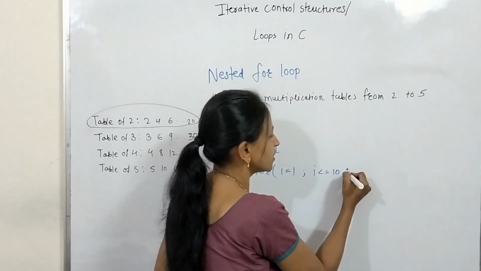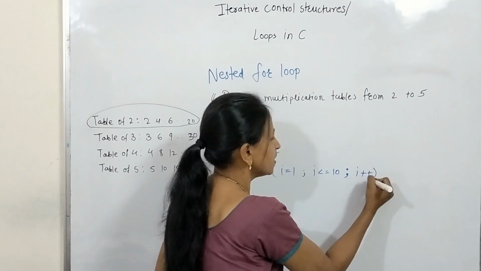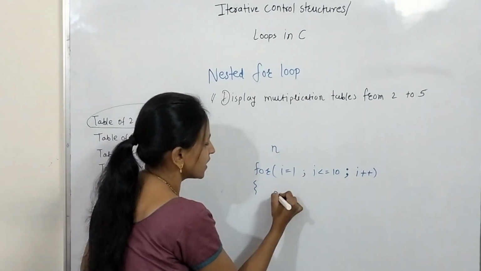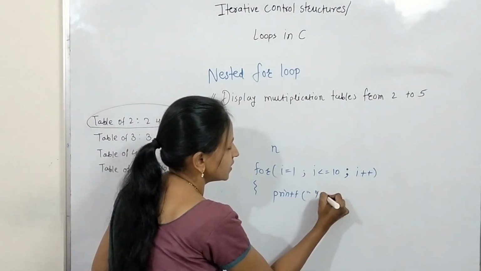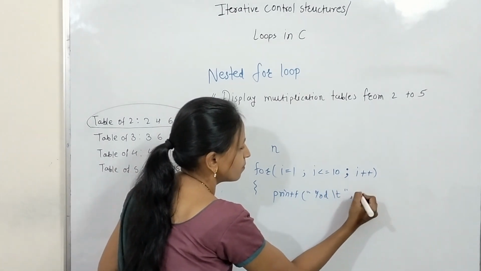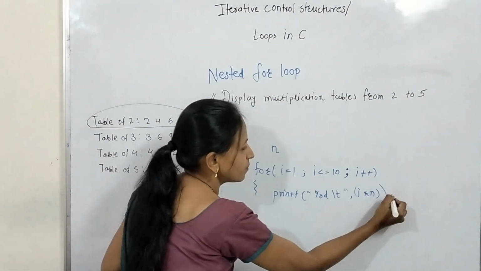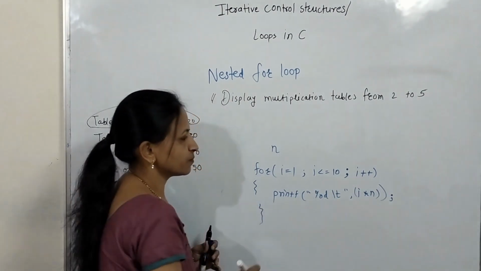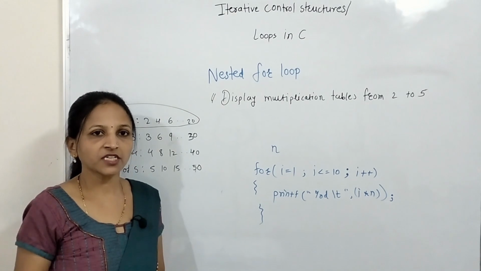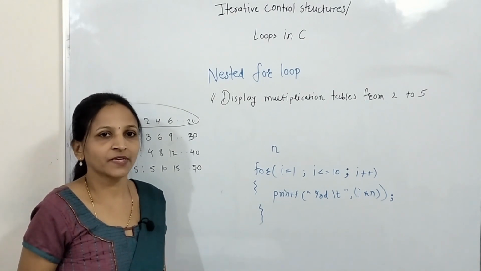Every time we have to increment that value of i by 1. Here we have to display, like printf("%d\t", i*n). Whatever calculated value of that multiplication will get displayed. In this way that multiplication table of n will get displayed.